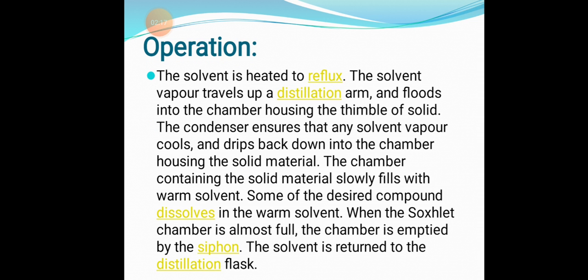Coming to operation, the solvent is heated to reflux. The solvent vapor travels up a distillation arm and floods into the chamber housing the thimble of solid. The condenser ensures that any solvent vapor cools and drips back down into the chamber housing the solid material. The chamber containing the solid material slowly fills with warm solvent. Some of the desired compound dissolves into the warm solvent. When the Soxhlet chamber is almost full, the chamber is emptied by the siphon. The solvent is returned to the distillation flask.